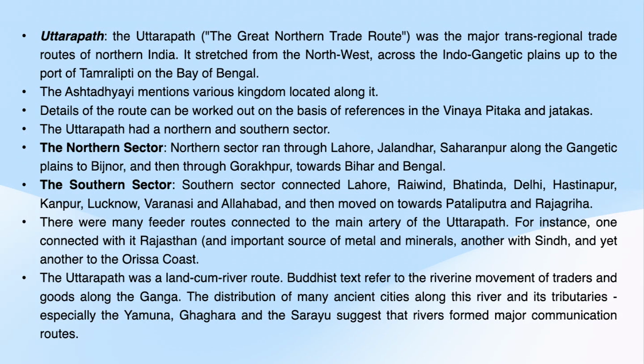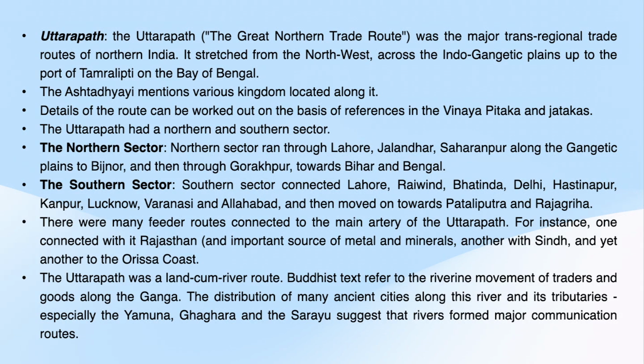The northern sector ran through Lahore, Jalandhar, Saharanpur, along the Gangetic plains to Bijnor, and then through Gorakhpur towards Bihar and Bengal. The southern sector connected Lahore, Bhatinda, Delhi, Hastinapur, Kanpur, Lucknow, Varanasi, and Allahabad, and then moved on towards Patliputra and Rajgriha.